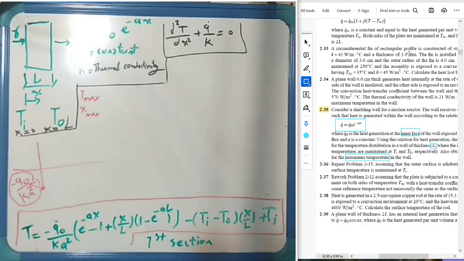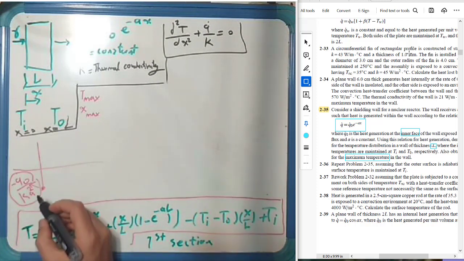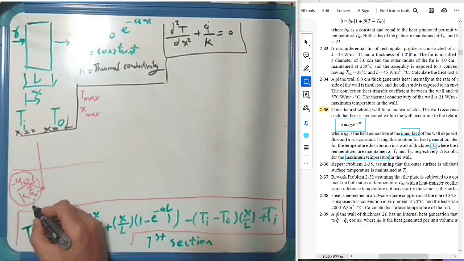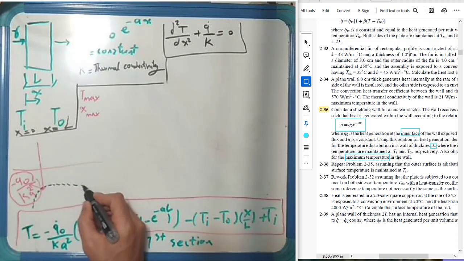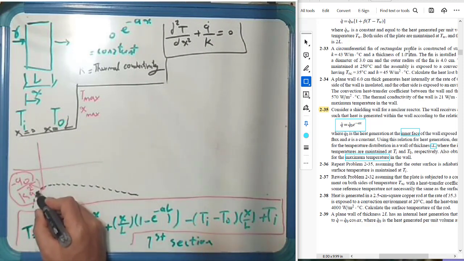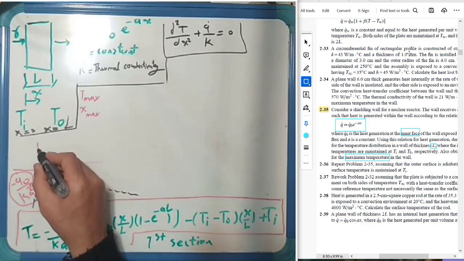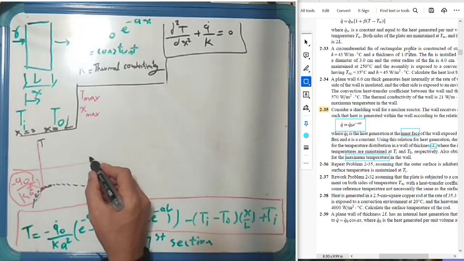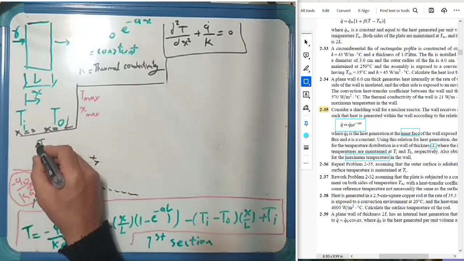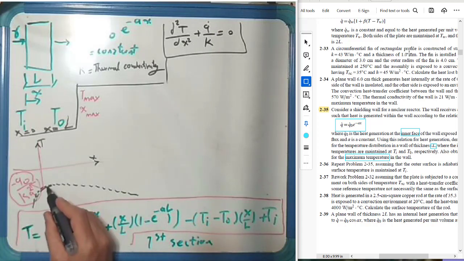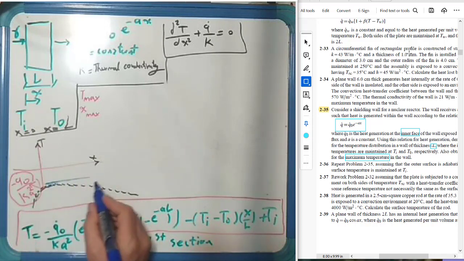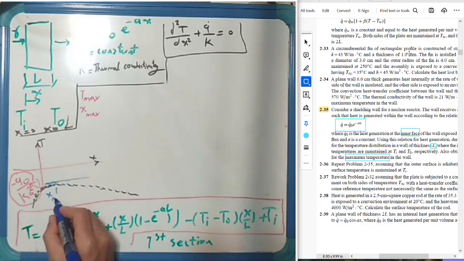Then this is an exponential relationship. It has a relationship something like that. Okay, this is temperature, T, and this is X. We have to find the maximum temperature, which is someplace like here. Then this is X max.